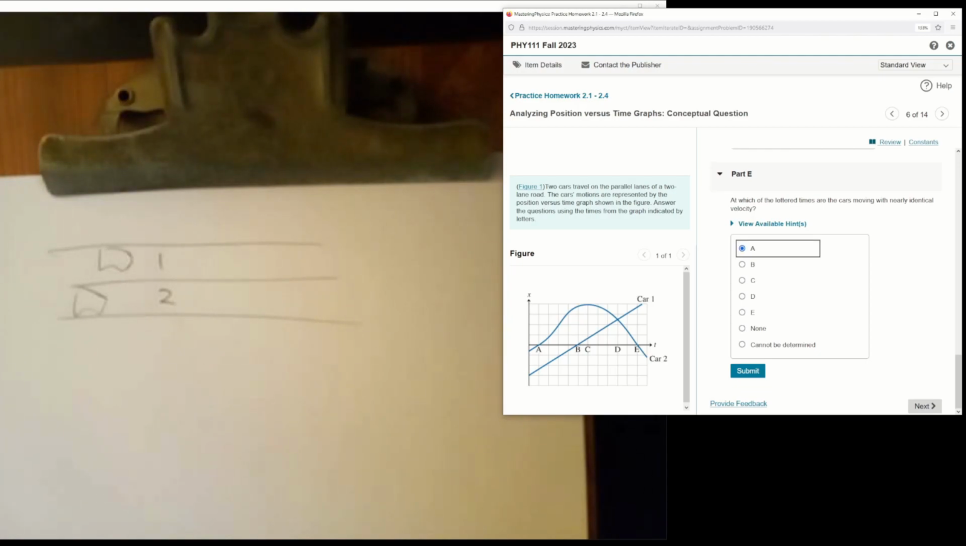So A. And they're asking if there's any other positions. If we go up here, looks like at B, this spot right here, we draw kind of a line right there to represent the slope of the curve at this point. That's looking to be about the same as car 1 as well. So I'll go ahead and hit B.